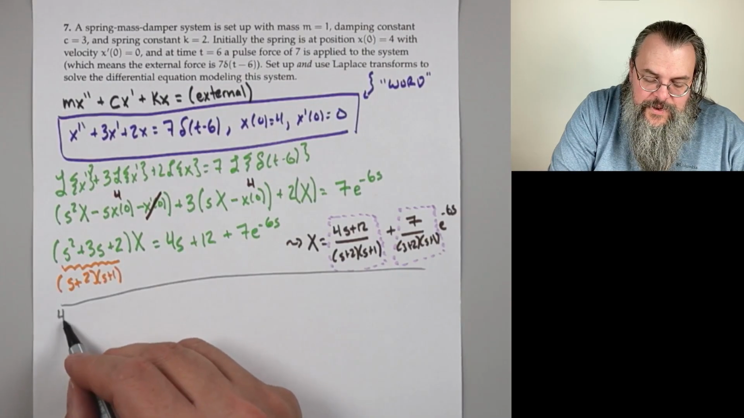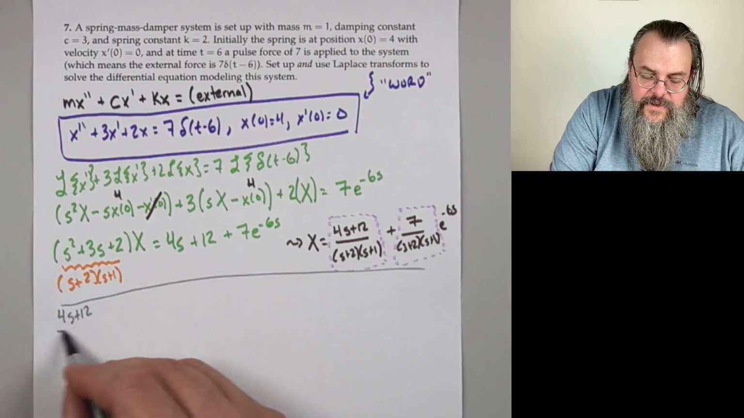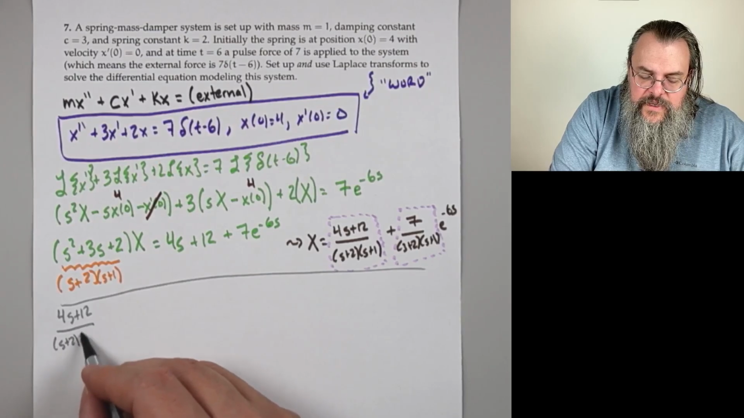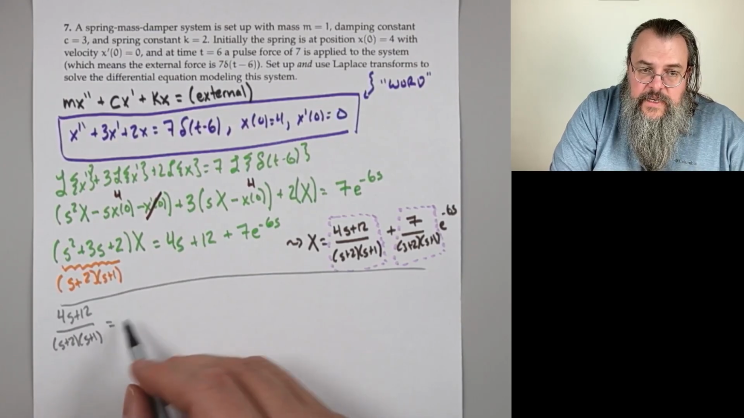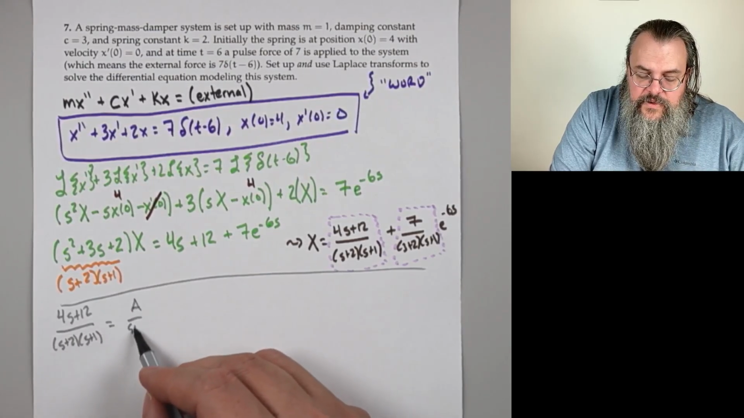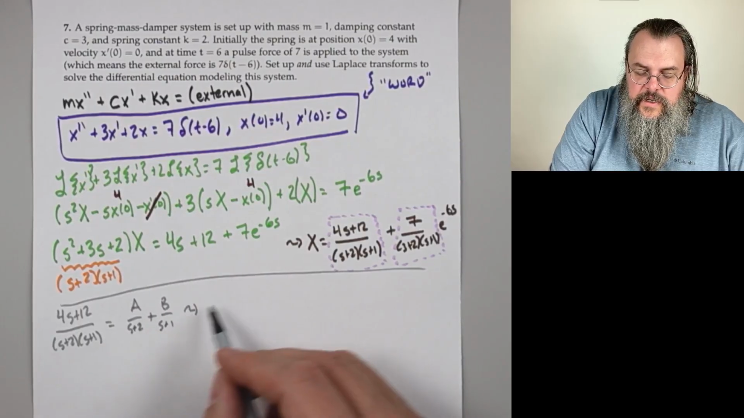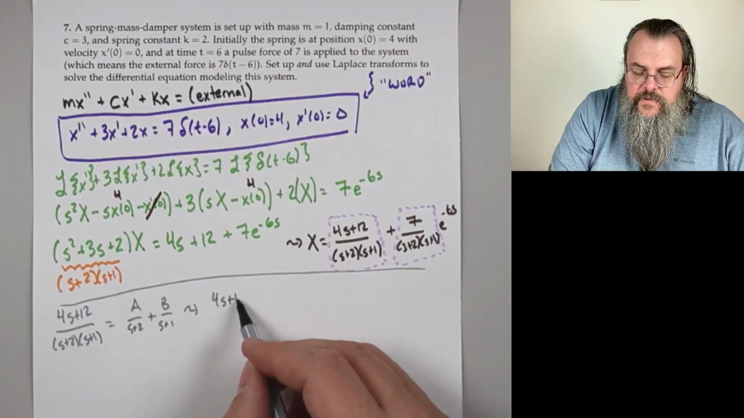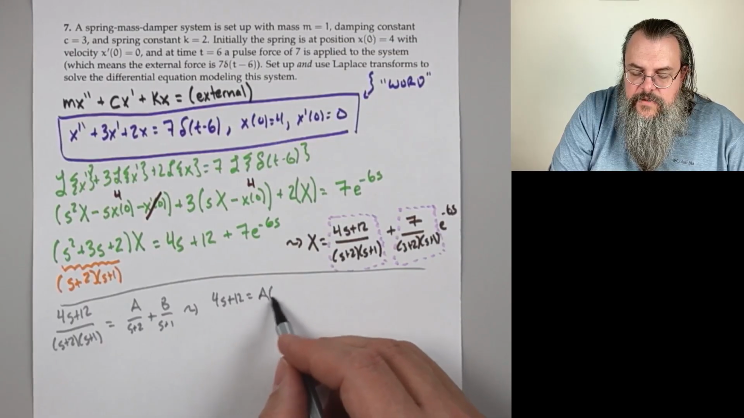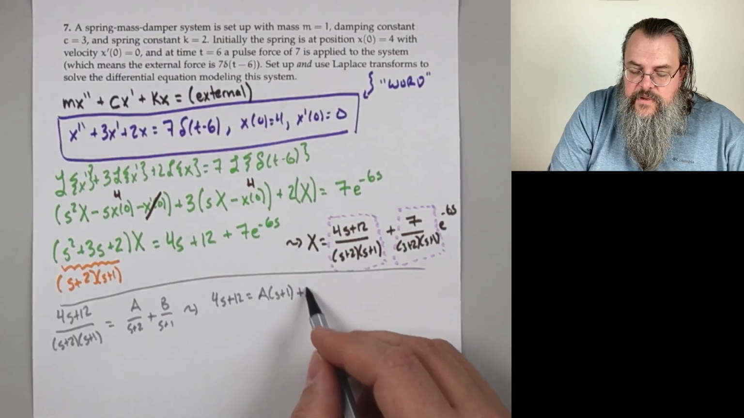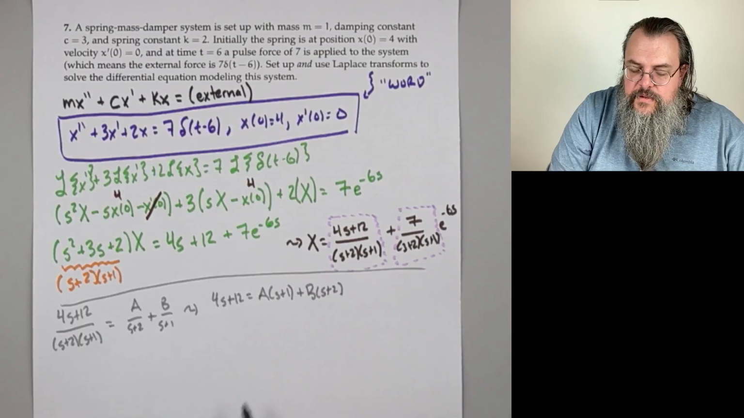All right, we'll start with the 4s plus 12 over s plus 2 times s plus 1. That's something over s plus 2 plus something over s plus 1. Clear the denominators. 4s plus 12 is a times s plus 1 plus b times s plus 2.